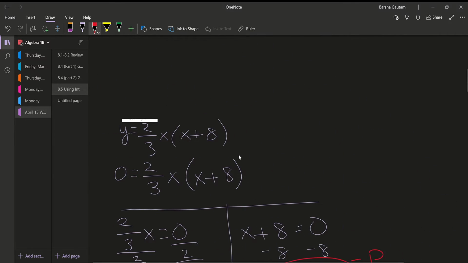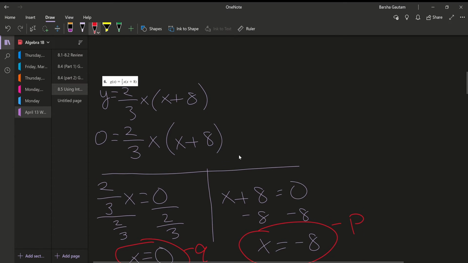So let's see if we can try to remember what the formula was. See if you can try to come up with it on your own. So pause the video and try to come up with it.